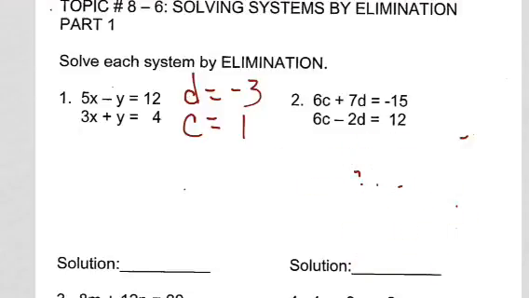So for our solution, we see that C is 1, D is -3.